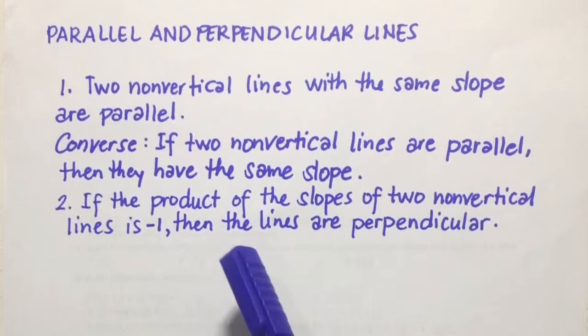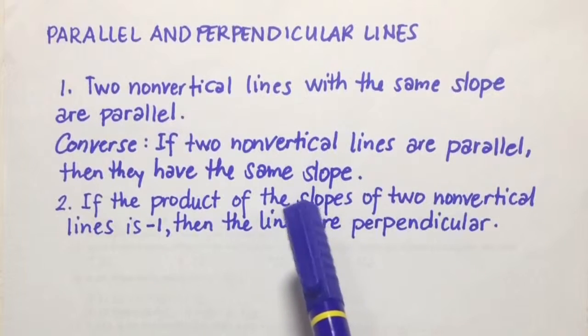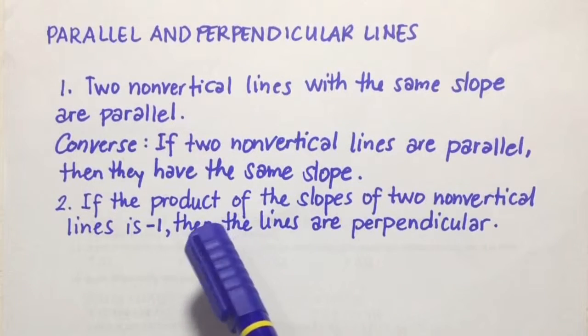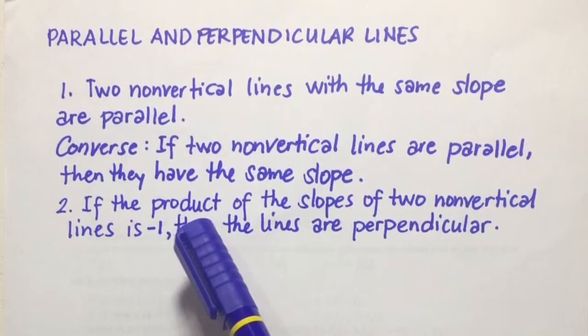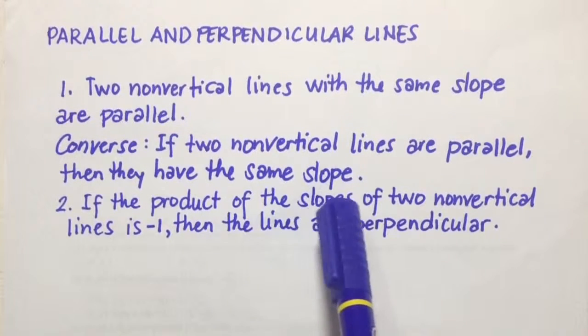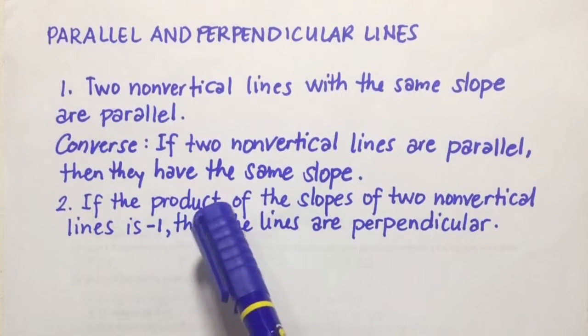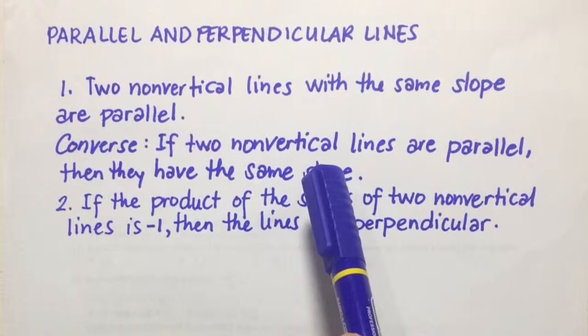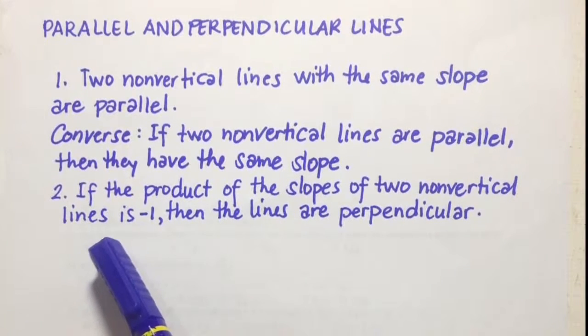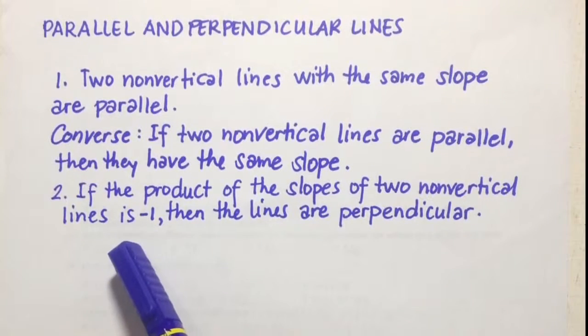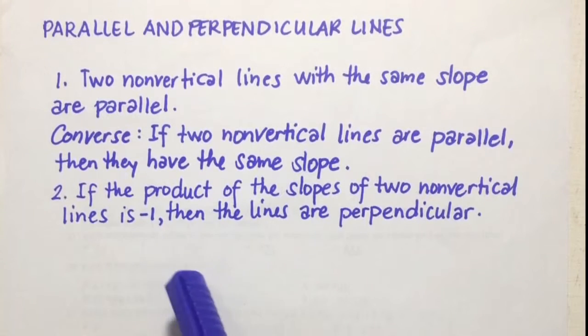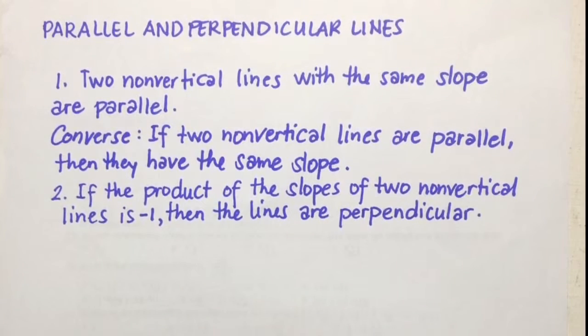Number 1. Two non-vertical lines with the same slope are parallel. And the converse for this one is, if two non-vertical lines are parallel, then they have the same slope. Number 2. If the product of the slopes of two non-vertical lines is -1, then the lines are perpendicular.